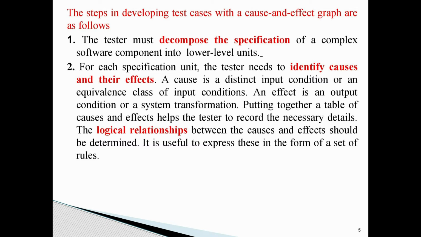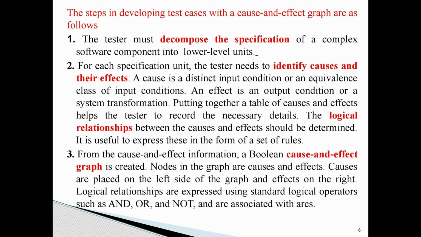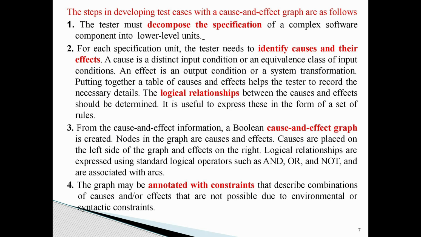Here, the logical relationship between the causes and effects should be determined. It is useful to express these in the form of a set of rules. From the cause and effect information, a Boolean cause and effect graph is created. Nodes in the graph are causes and effects. Causes are placed on the left side of the graph and effects on the right. Logical relations are expressed using standard logical operators such as AND, OR and NOT, with associated arcs. The graph may be annotated with constraints that describe combinations of causes and effects that are not possible due to environmental or syntactic constraints.